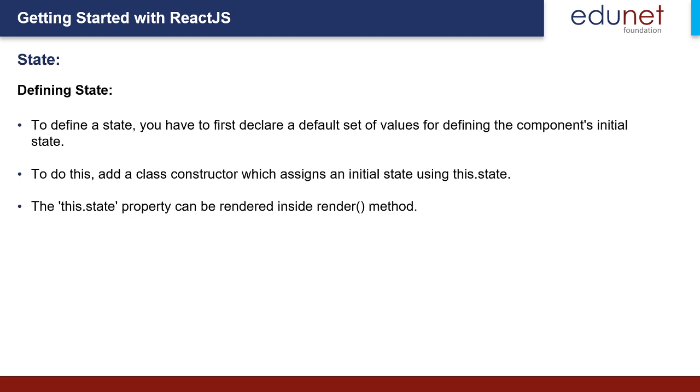So how do we define a state? To define a state, you have to first declare a default set of values. What default value do we set initially? Count: 0, right? And to do this, add a class constructor. Just remember to use a state, you need to use a class constructor which assigns an initial state using this.state. So it is to initialize the value for the component, and this.state property can be rendered inside the render method.